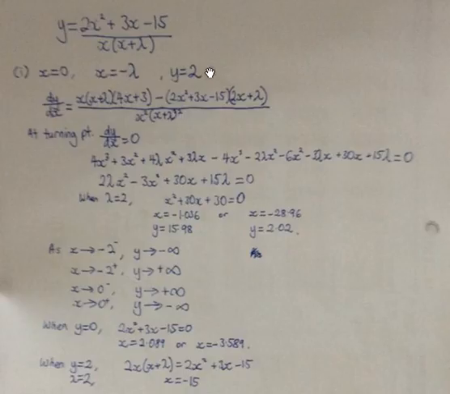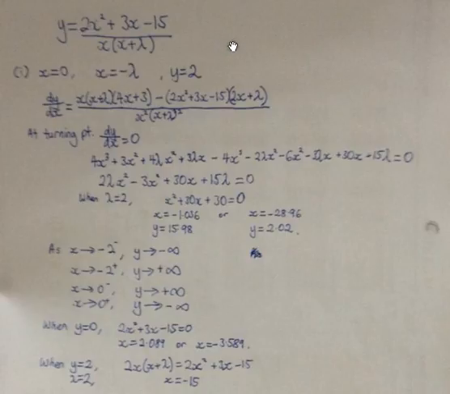As for the horizontal asymptote, we notice that the power of x squared is in the numerator as well as in the denominator. If that's the case, we simply take y equals 2 over 1, and therefore y equals 2 is the horizontal asymptote. There will be no oblique asymptotes because the power of x squared is the same in the numerator and denominator.